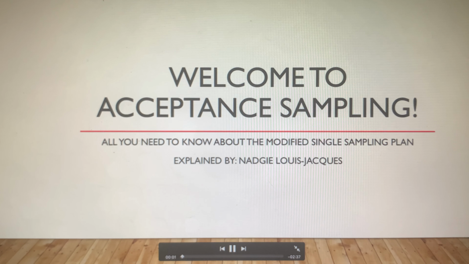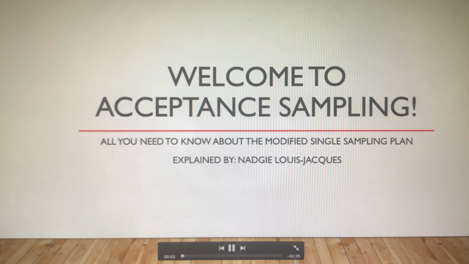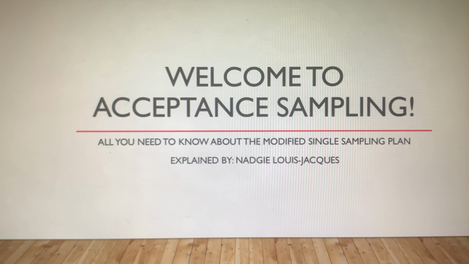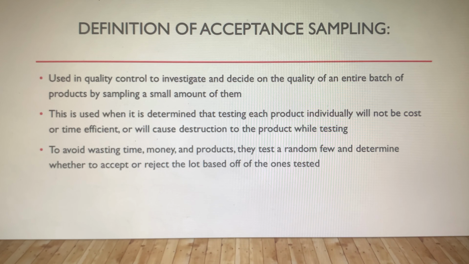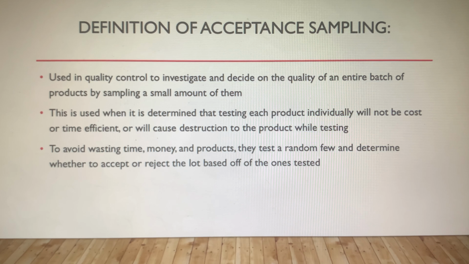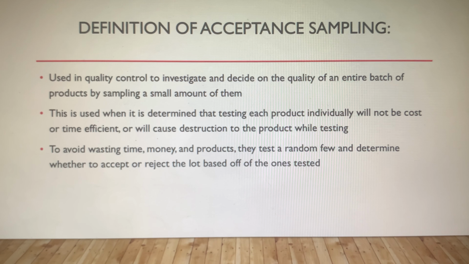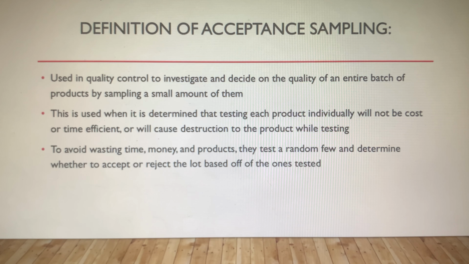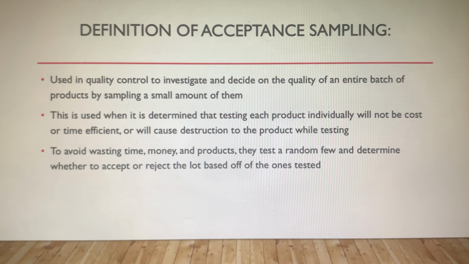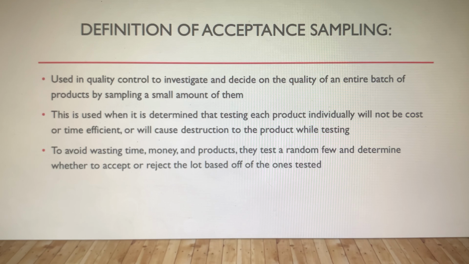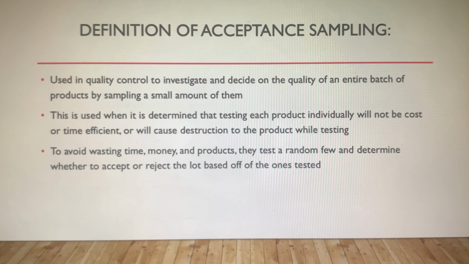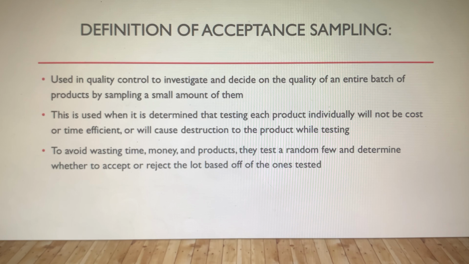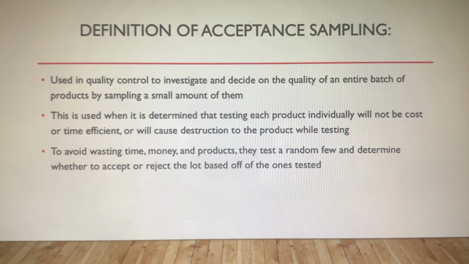We're here today to talk about acceptance sampling. What is that, you ask? I'll tell you. Acceptance sampling is used when companies have to test a large sample of products, but testing each product individually is not time or cost effective, or it causes destruction to the product. To avoid this, they test one or two products from the lot and decide based off of those if they want to accept or reject the lot.